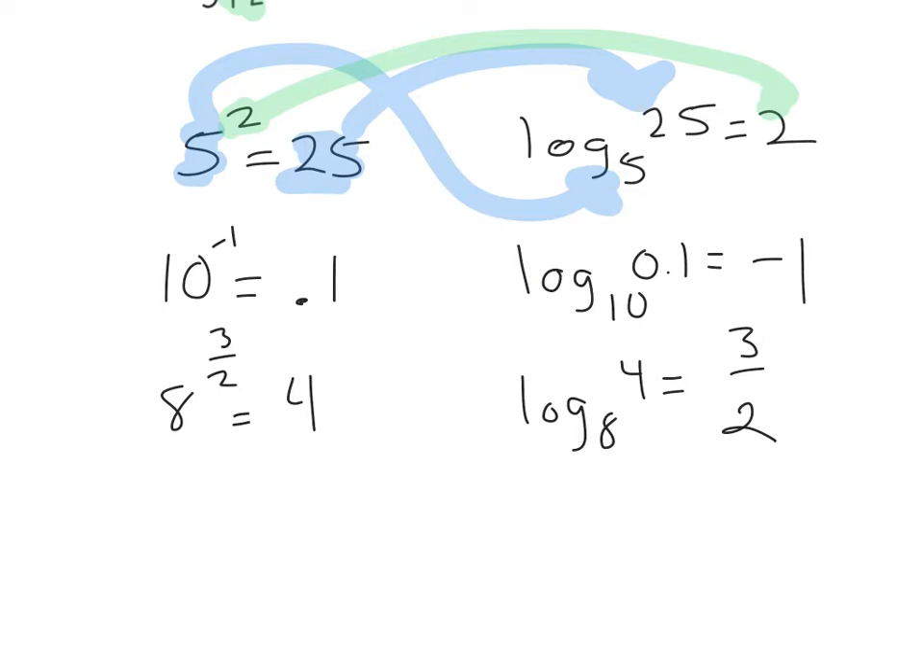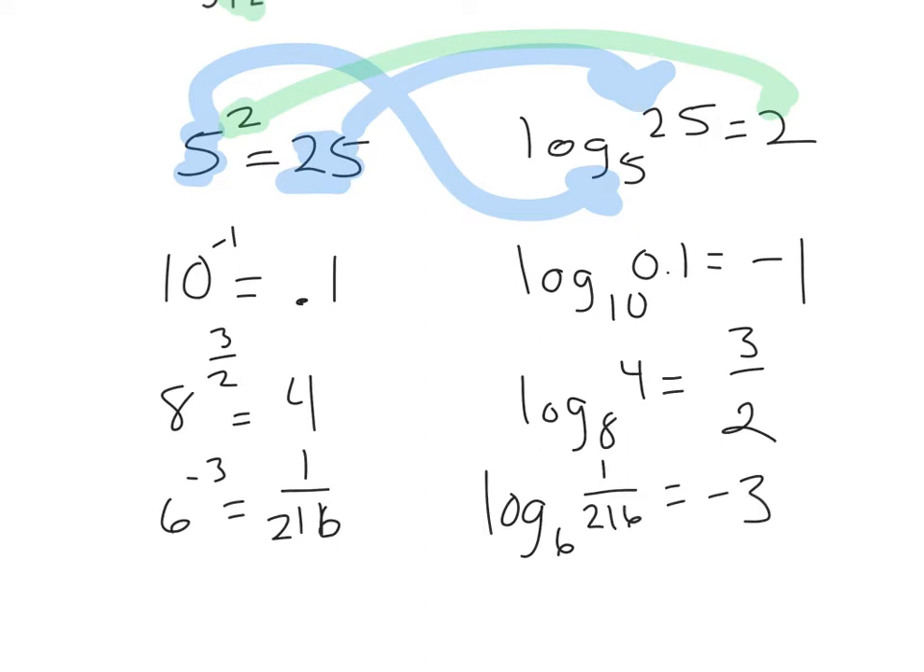And if you're still not feeling confident, I'll do just one more. Let's do 6 to the negative 3 power is equal to 1 over 216, okay? Now this is true if and only if you have the log base 6 of 1 over 216 is equal to negative 3.